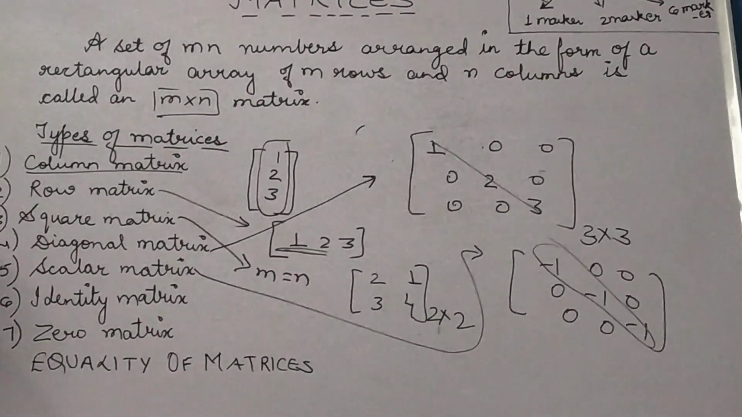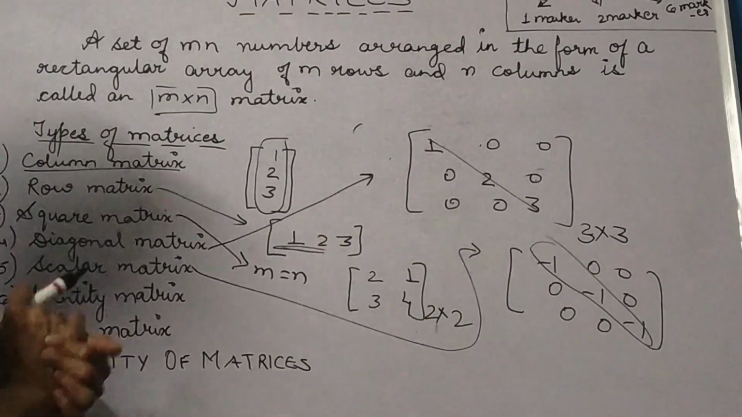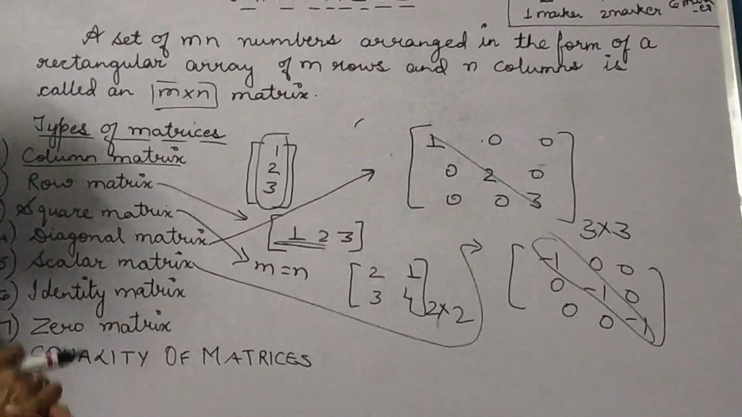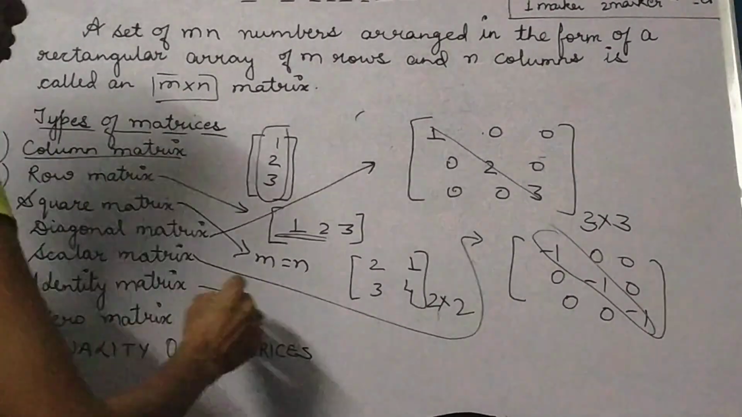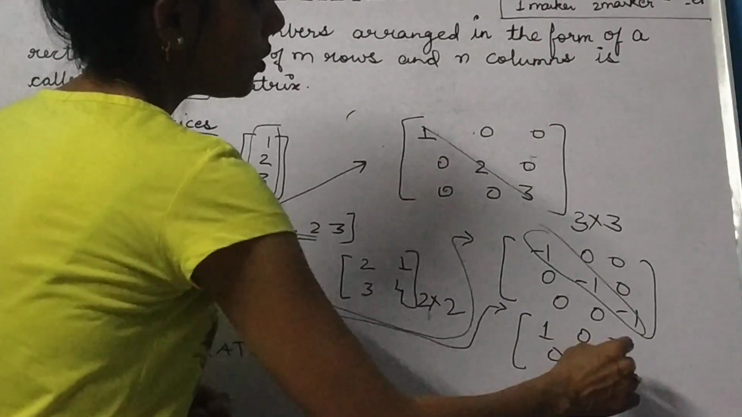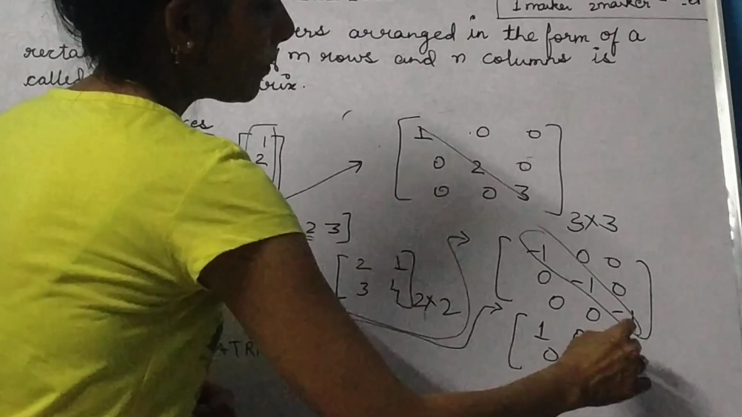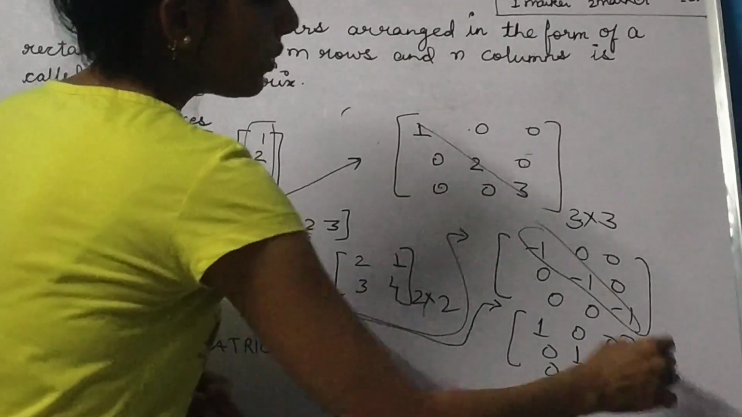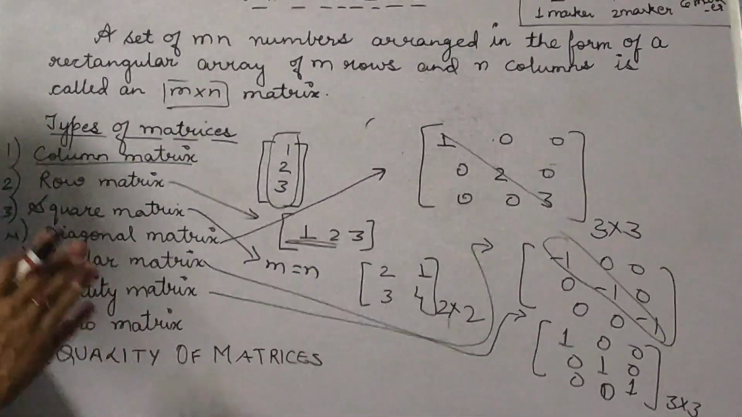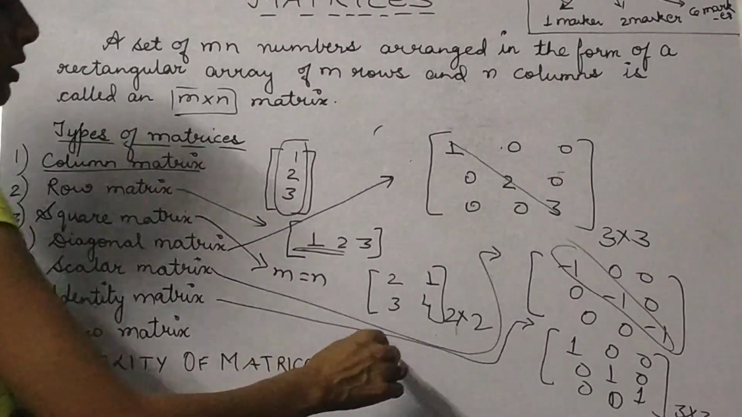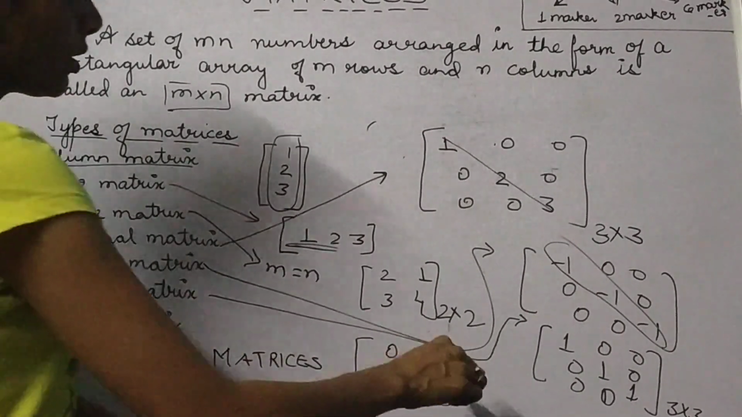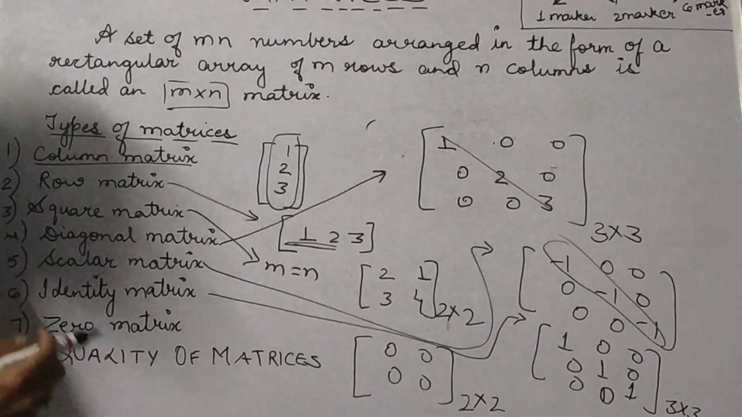Next is the identity matrix. An identity matrix says if your diagonal elements are all 1 and the rest of the elements are 0, then it is known as an identity matrix. For example, it can be written as 1, 0, 0, 0, 1, 0, 0, 0, 1. This is a matrix of order 3 into 3. Now you come to the zero matrix. If the elements of the matrix are all 0, then we say zero matrix. For example, 0, 0, 0, 0. This is a matrix of order 2 into 2, which has all the elements 0.